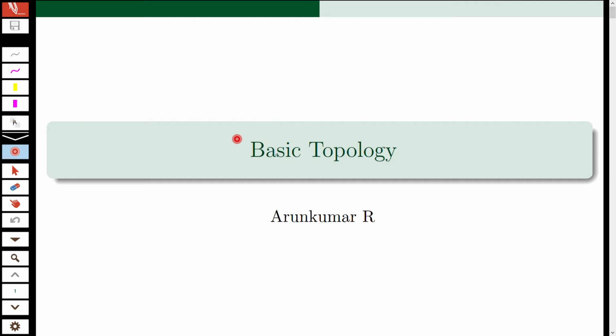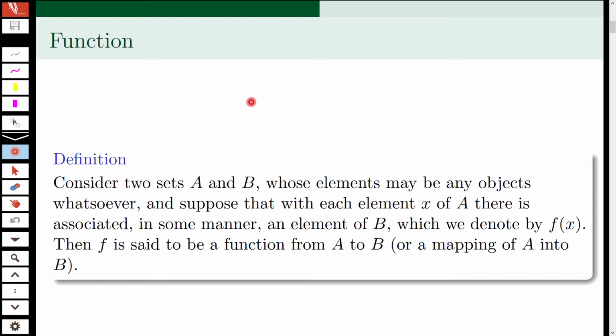So let us start with some definitions. So first we define a function. Consider two sets A and B whose elements may be any objects whatsoever, and suppose that with each element x of A there is associated in some manner an element of B, which we denote by f of x. Then f is said to be a function from A to B, or a mapping from A to B.